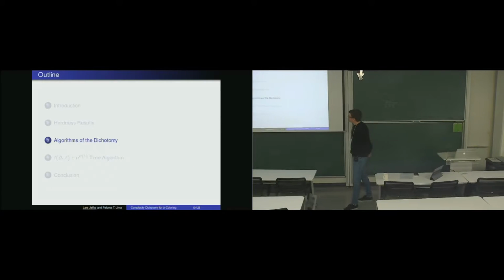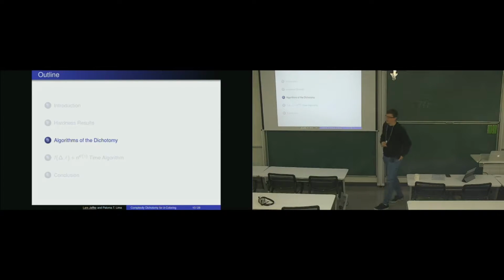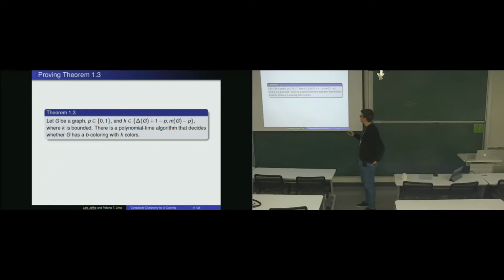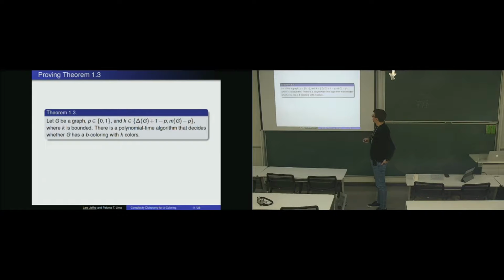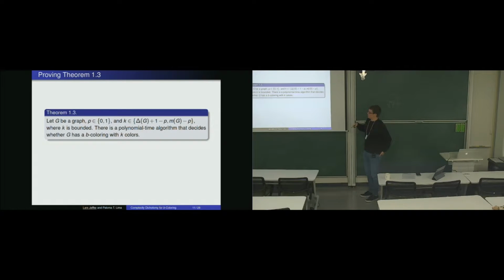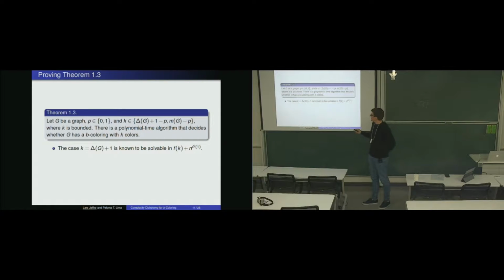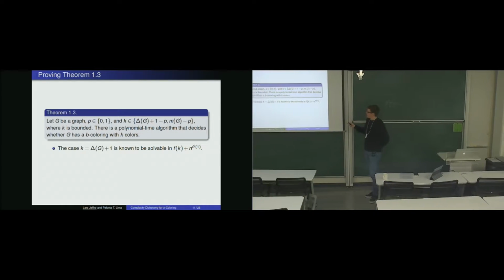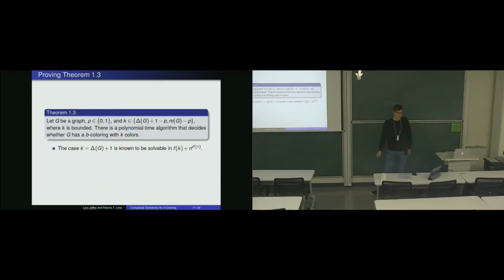Okay. Anyway, then let's talk about the algorithms of the dichotomy result. So let me repeat the statement. Suppose we have some graph G, P is either 0 or 1, and K is again within this range, and K is fixed. Then there's a polynomial-time algorithm that decides whether G has a B coloring with K colors. First of all, we have seen in the beginning that the case of delta of G plus 1 is already known. So this was the result that it's solvable in f of k plus some poly n time.